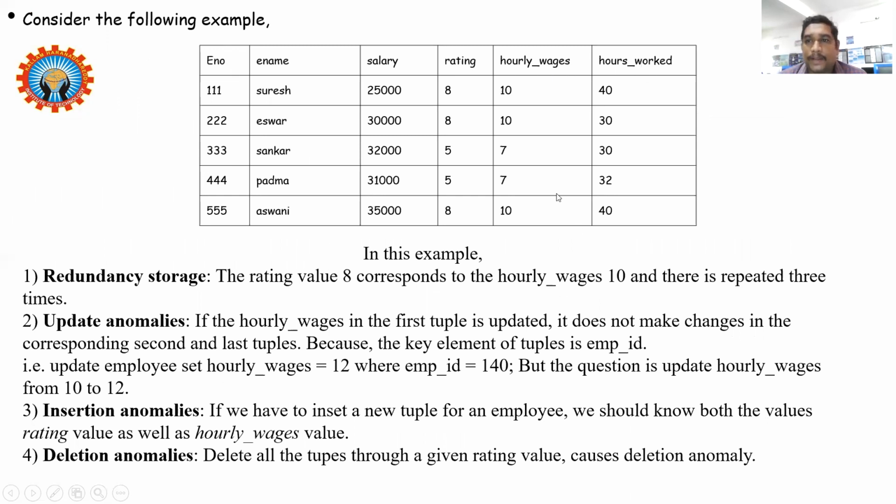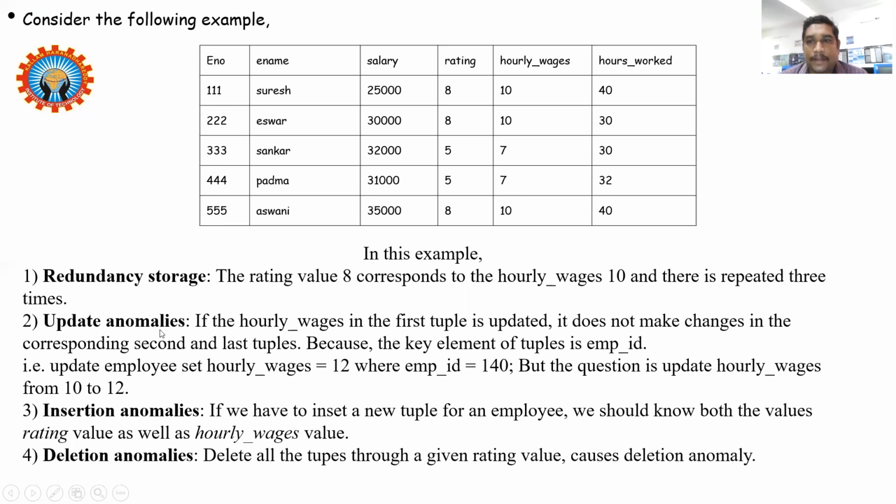So this is the simple relation based upon which we are refining the schema. See here, we have altogether 5 tuples. Among the 5 tuples, we have the same data, 8, 10, 30 and 8, 10, 40. We have a duplication of some tuples. Similarly, 5, 7 and 5, 7. So these come under redundant storage. If 2 or more tuples have the same data, then we can simply say that it is redundant storage.